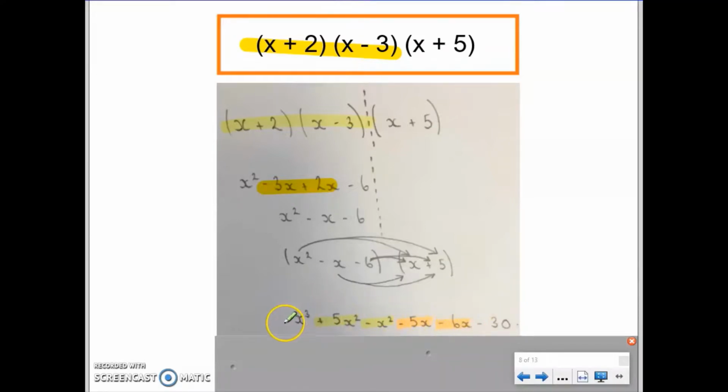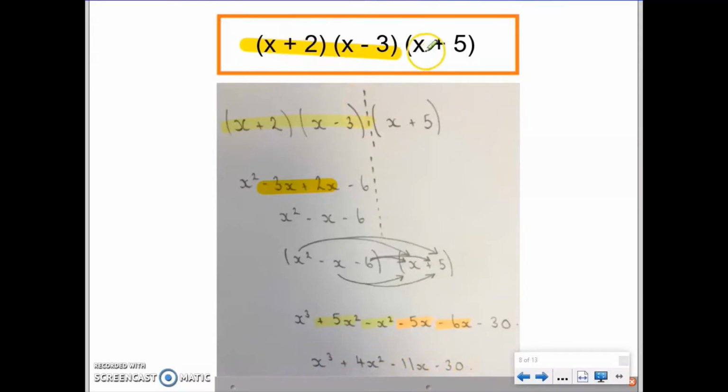But we can of course take this one step further and simplify. I can take my 5x squared and I can take away an x squared, which is going to leave me with 4x squared. And I can also collect the terms in x. Minus 5x, subtract another 6x is going to leave me on negative 11x. So this is my full expansion of the triple brackets.